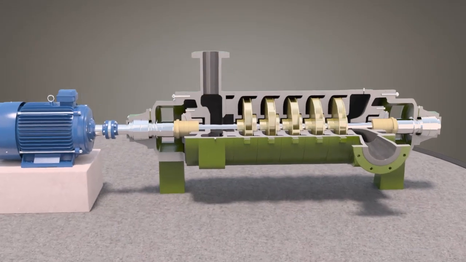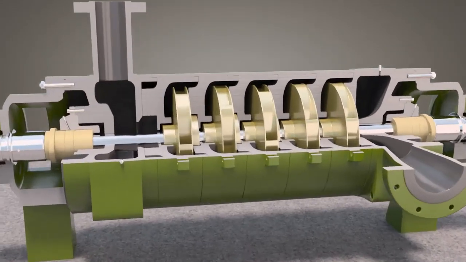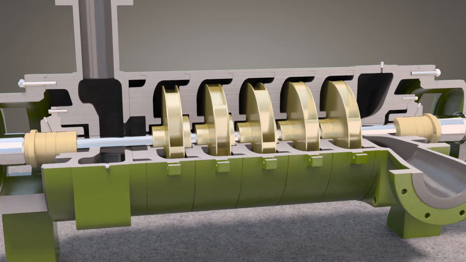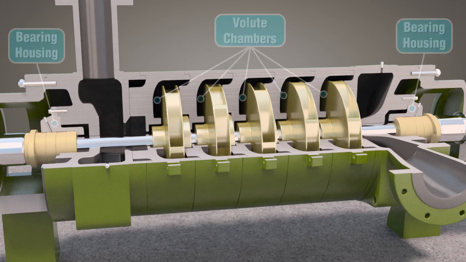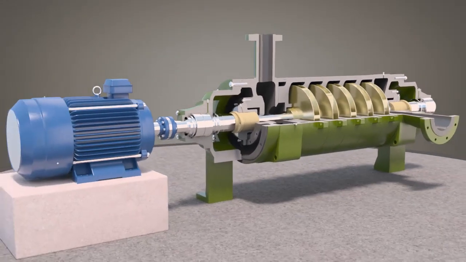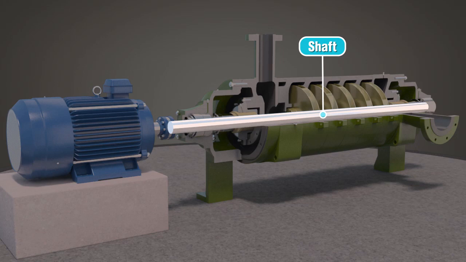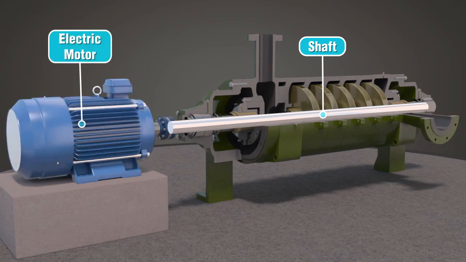The pump casing is the body of the pump and contains the shaft and impellers. The casing provides shaft-bearing housings at each end and a volute chamber for each impeller. The shaft extends the full length of the casing with a driver, typically an electric motor, connected to the inboard end.